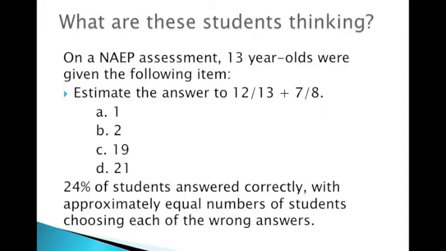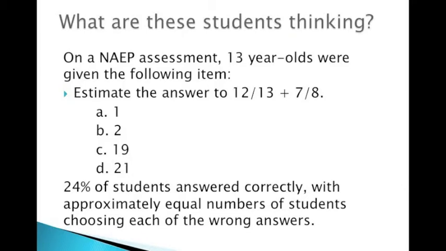And the correct answer, B, should have been, well, 12/13 is pretty close to 1. It's almost 1. And 7/8 is pretty close to 1. So if you add them together, your answer would most likely be very close to 2. To me, what it says is that people are looking for a procedure. Just here's some numbers, do something with them, without thinking about what these numbers mean. How do I make sense of this? How do I understand this?